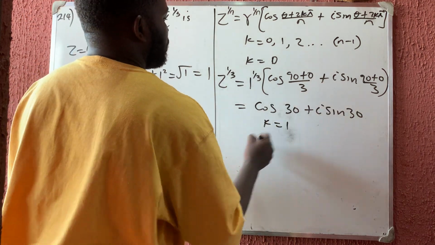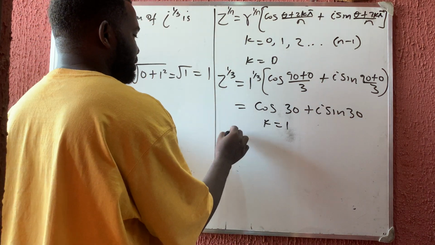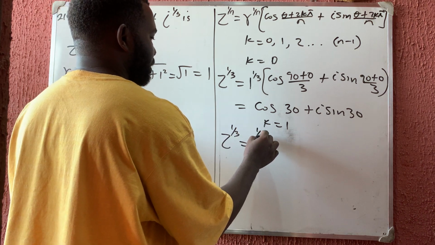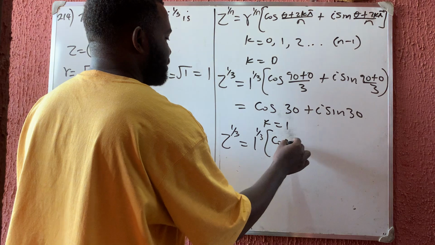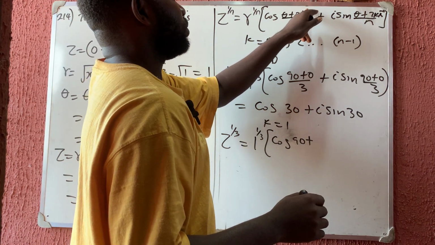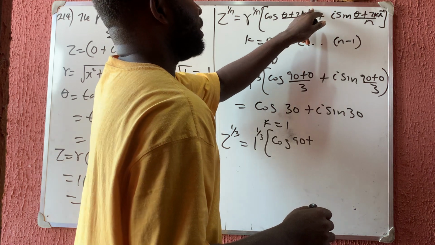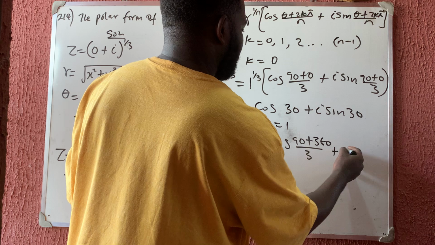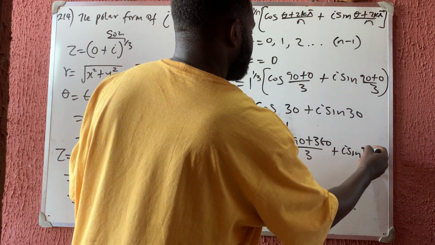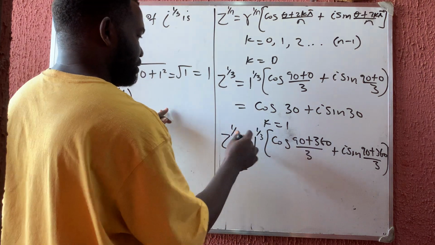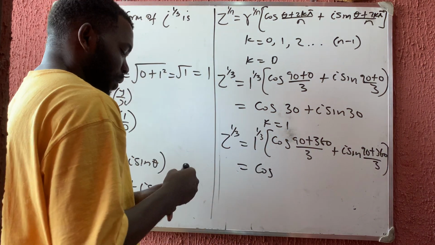So when k is equal to 1, z raised to power 1 over 3 is equal to 1 raised to power 1 over 3 into cos of 90 plus, if I put 1 here, 2 times 1 is 2, 2 times pi is 180, 2 times 180 is 360. So 360 all over 3, plus i sine of (90 plus 360) over 3. So I'm going to have cos, and 1 raised to power 1 over n is the same thing.